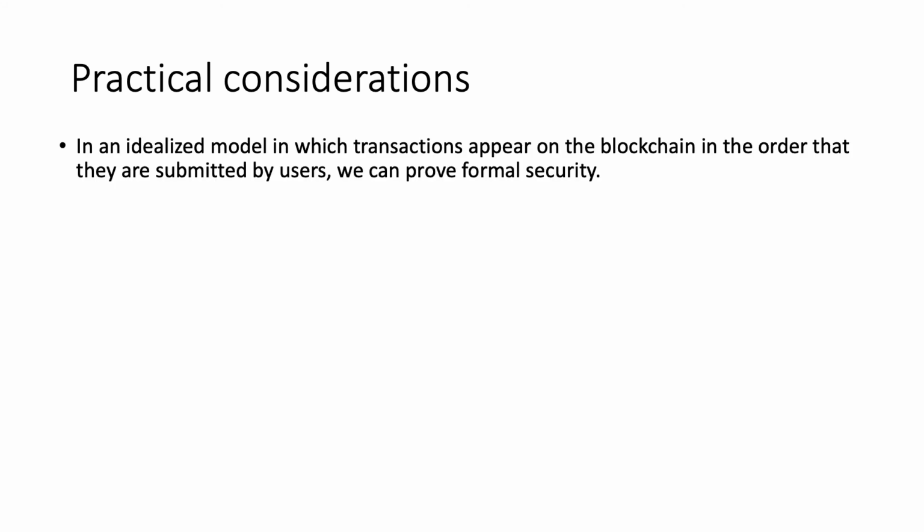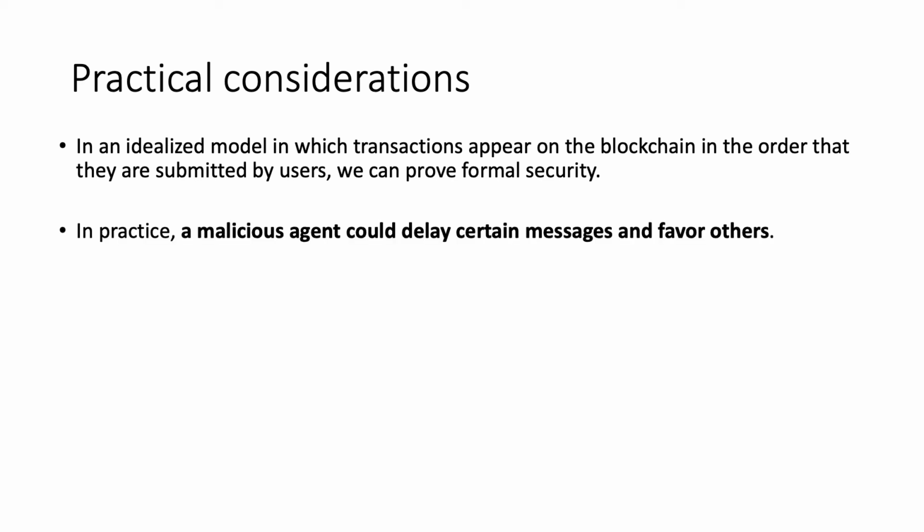Now, here are some practical considerations about the mechanism that I just described. In an idealized model, in which transactions appear on the blockchain in the order that they are submitted by users, it is somewhat straightforward to prove some formal security of our payment system and the two mechanisms that I described. And this is indeed what we do in our paper. In practice, however, a malicious agent who controls many users could succeed at delaying certain messages from appearing on the blockchain and speeding up others, favoring other messages.